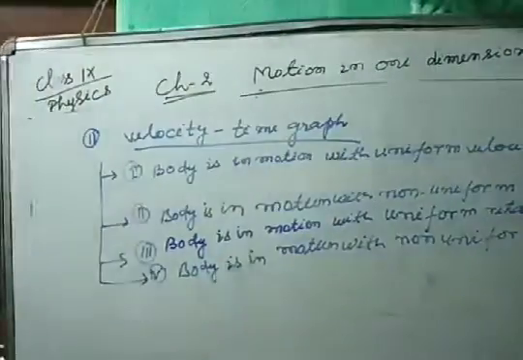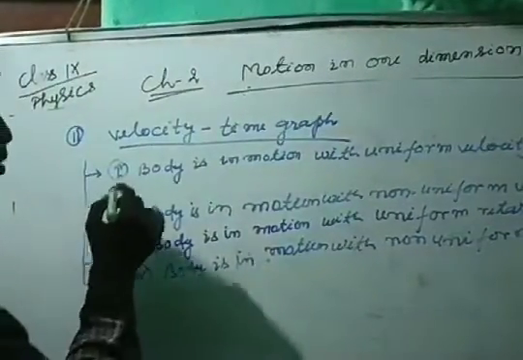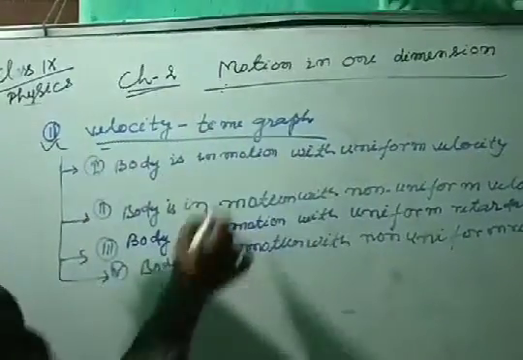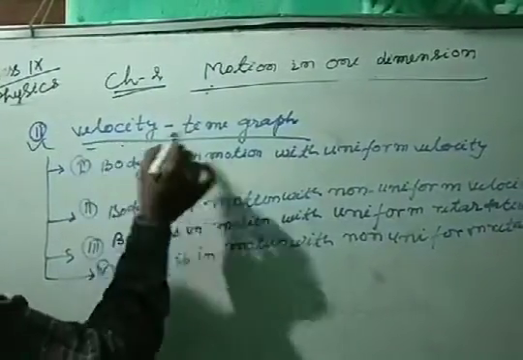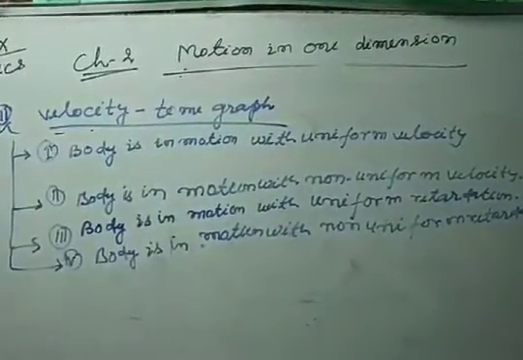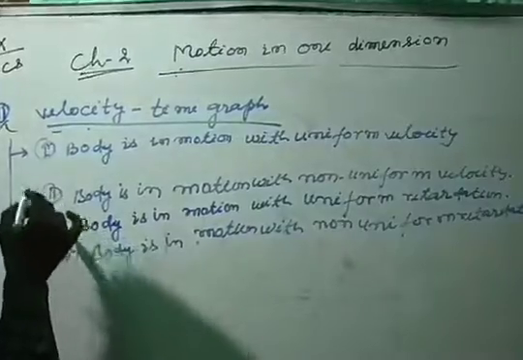Students, we shall discuss the second topic of graphical representation of motion, that is velocity time graph. Velocity time graph gives acceleration of the body when the body moves. In this graph, we shall study the following topics.